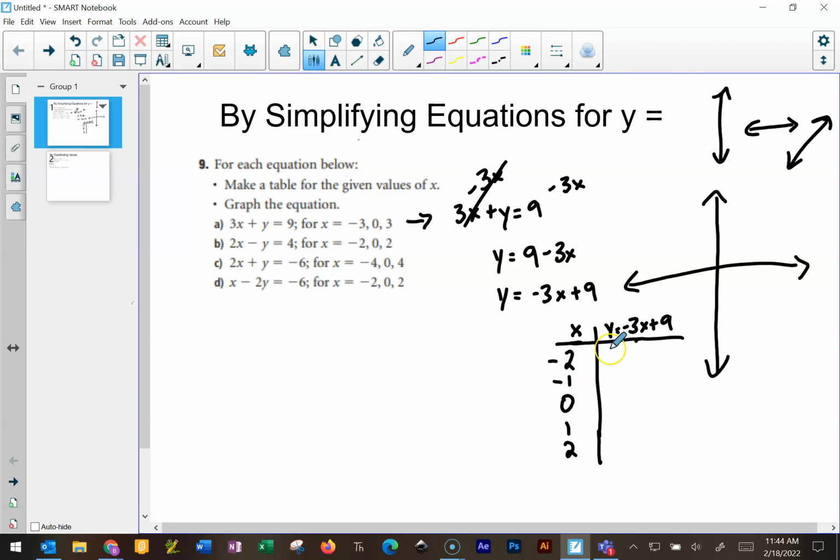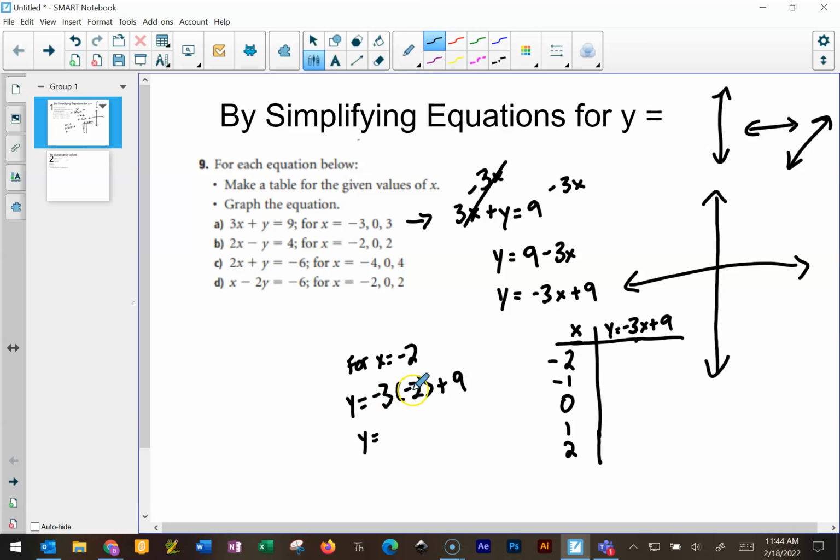So if I look at negative 2, now it's just a matter of substituting that negative 2 into the equation for x and then finding out what y equals. So if I take this little chunk over here, where x equals negative 2, I'm just going to write y equals negative 3, and then I'm going to substitute in the negative 2 for the x, and then plus 9. So y equals, order of operations, BEDMAS, right?